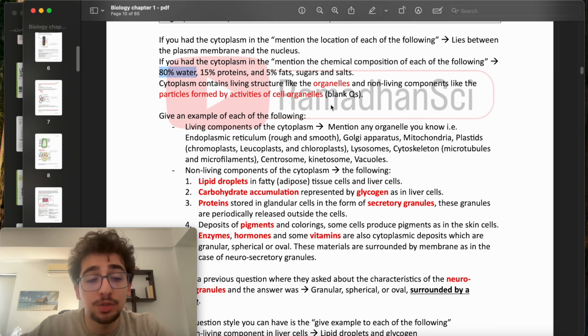Also, another blank question you can get is the organelles. For example, we have living structures in the cytoplasm, which are the organelles, and the non-living components, which are particles formed by the activities of the organelles. The non-living components can be lipid droplets, enzymes, hormones, pigments like melanin, and they are all formed by the activities of other organelles, for example, in cell metabolism.